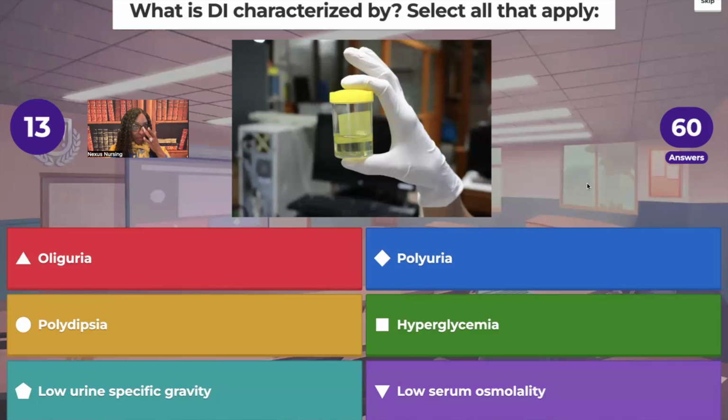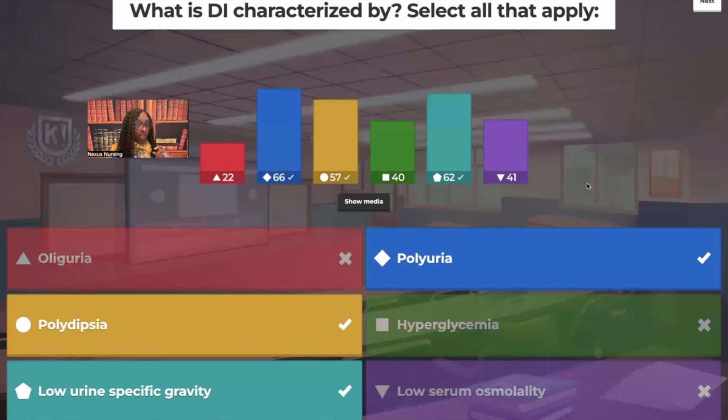That's okay. You have to treat select all that apply as true or false. Each individual option, true or false, true or false, true or false, true or false. Don't try to group it together. That's how you get them wrong. By themselves, true or false. So the first one, oliguria.